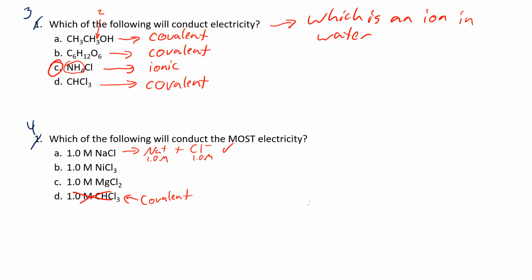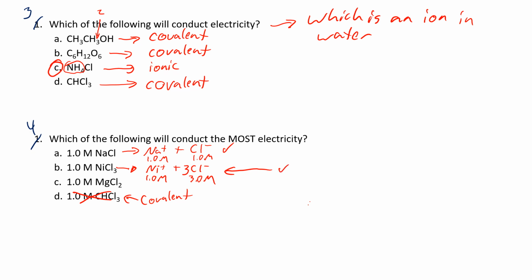Okay? But now let's take a look at this one. Here is nickel 3 chloride, and it'll produce nickel and it'll produce chloride. But more importantly, it produces 3 chloride. So the next thing is nickel chloride is also very soluble. So this will produce 1.0 molar nickel and 3.0 molar chloride. This one has a higher concentration than the first one. So this one will conduct electricity more.